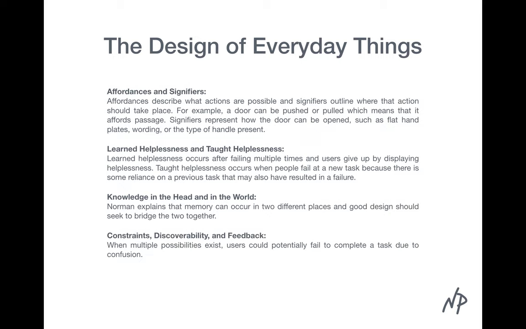In his book, Don Norman also identifies a couple other topics like affordances and signifiers. Now, you guys have obviously used a door before, and you've seen on certain doors you have to push versus pull, and it's always a disaster every single time. So affordances help describe what actions are actually possible. He also describes learned helplessness versus taught helplessness, which occurs after failing multiple times and giving up by displaying helplessness. Taught helplessness happens over time. It's when you fail at a new task because there's some reliance on a previous task. Like in math, if you can't do addition and subtraction or multiplication, you certainly can't do algebra.